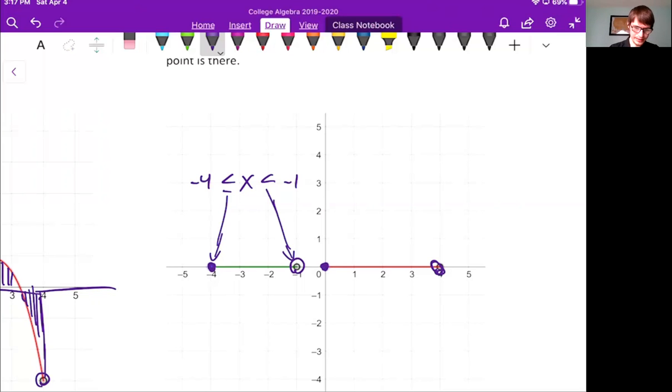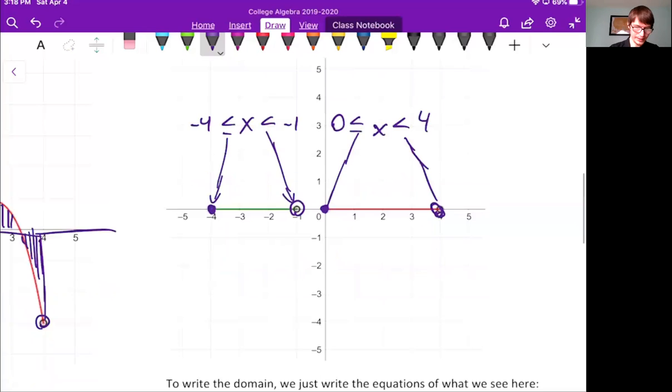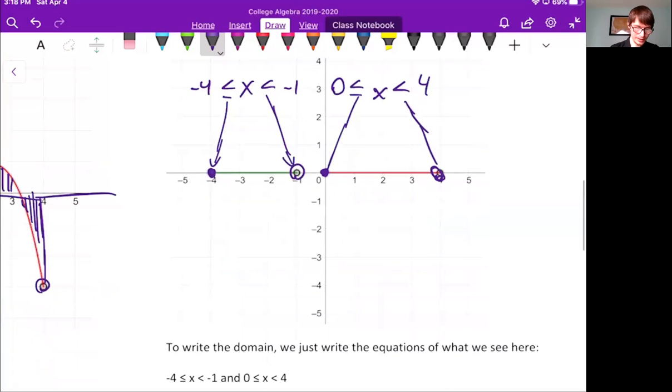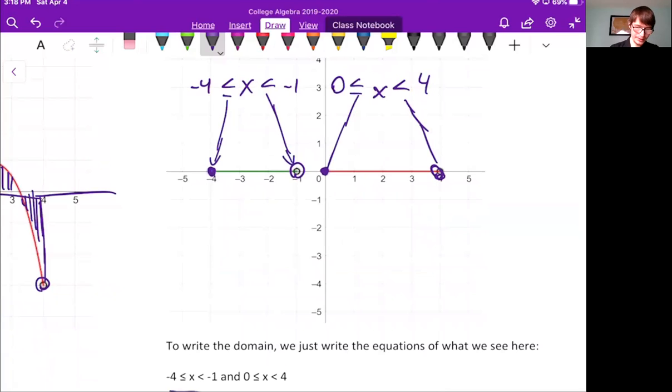Same thing on the right side. We'll put an x in the middle, and there's a point on the left side, so we'll put a less than or equal to sign. And on the right side, there's an open circle, so we'll put a less than sign. And then we'll just put those endpoints. On the left side, there's a 0, and on the far right side, there's 4. So 0 is less than or equal to x, which is less than 4. And that is our answer. We'd say the answer is -4 is less than or equal to x, which is less than 1, and 0 is less than or equal to x, which is less than 4.